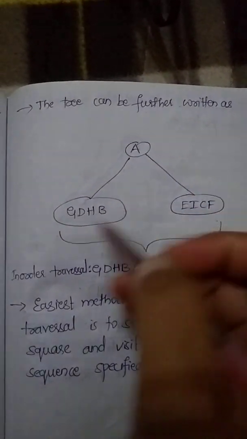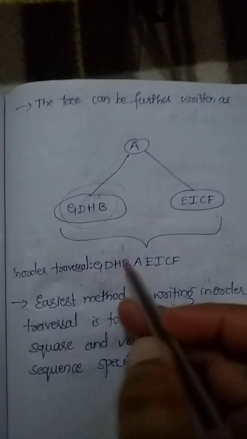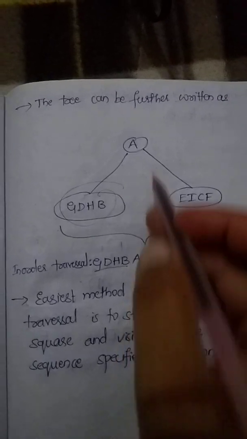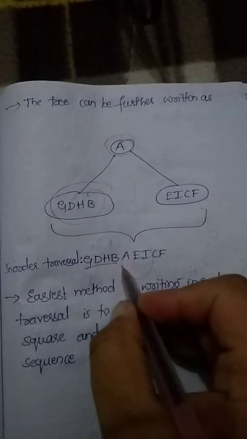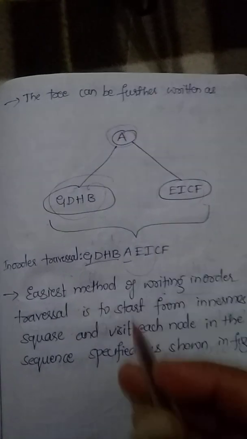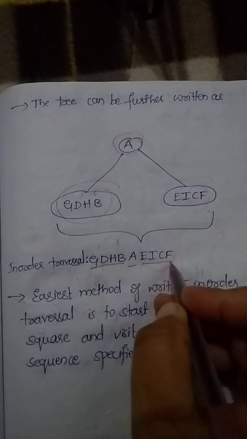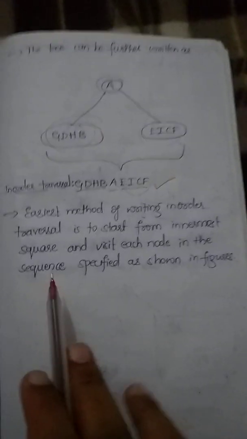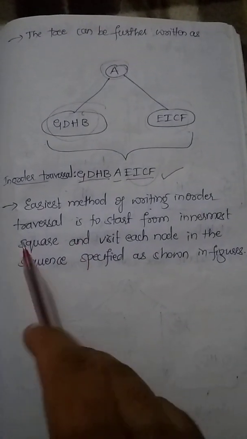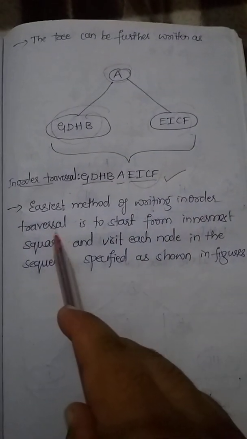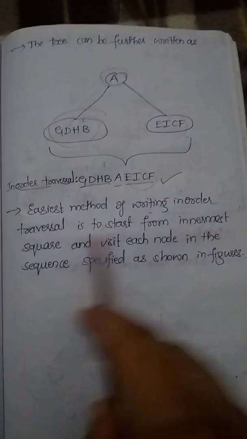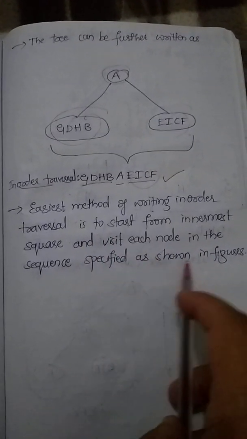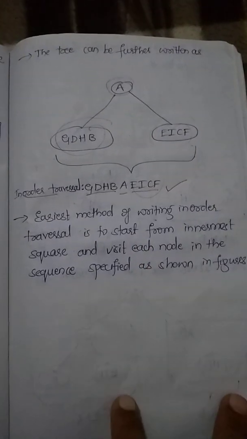Since it is in order, first we will go for the left part, so it will be GDHB, then the root node A, and then lastly the right subtree, so EICF. So this will be the in order traversal. Here I have written again the statements for how we can do this. The easiest method of writing in order traversal is to start from the innermost square and then visit each node in the sequence specified as shown in the figures I have given.